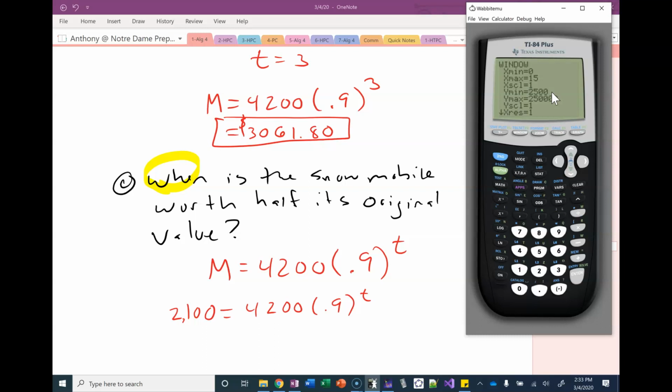So remember, what's going on here? Is this growth or decay? Decay. So what's the least value a snowmobile could have? 0. So let's use that as our Y min. That's why I was curious about 5, because it was actually a reasonable answer. I just wanted to pick why 5. But basically the snowmobile, worst case scenario, is worth nothing, right? Can't be negative. What's the most value the snowmobile will have?